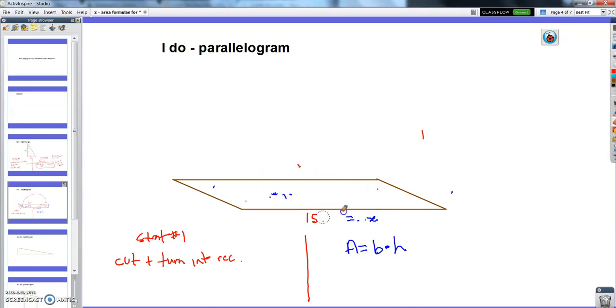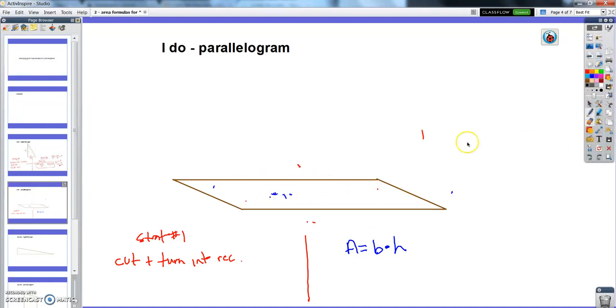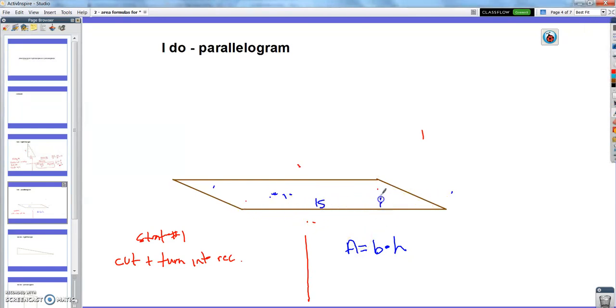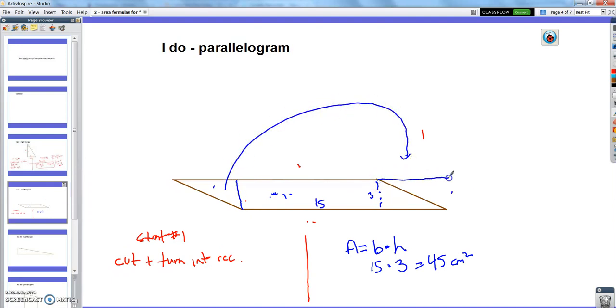Just erase everything here. So originally, we would call this the base, the side that it's sitting on. That was 15. And then the height was 3. So what I'm saying is the area of the parallelogram, if I don't even bother to turn it into a rectangle, because that's not going to change the area, it's still the base of 15 times the height of 3 to get 45 square centimeters. Because all that I'm going to do is turn this into a rectangle, and that rectangle still has a base of 15 and a height of 3.